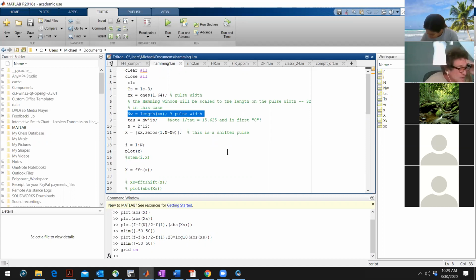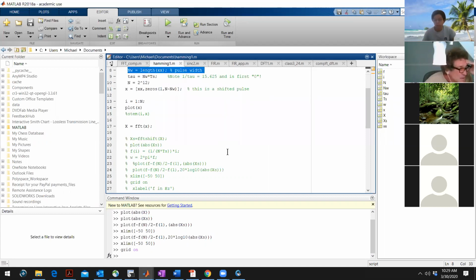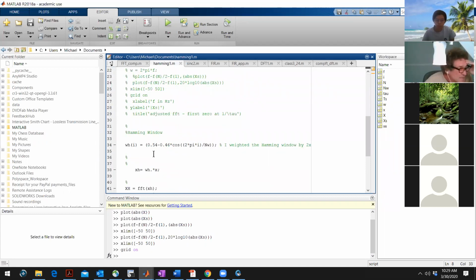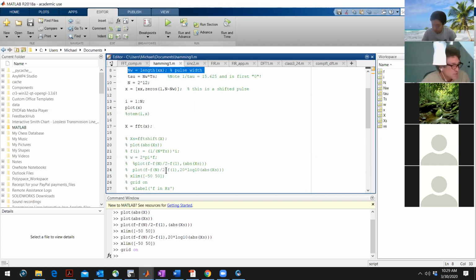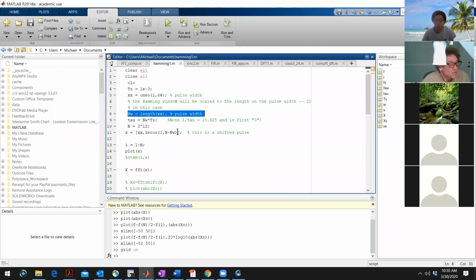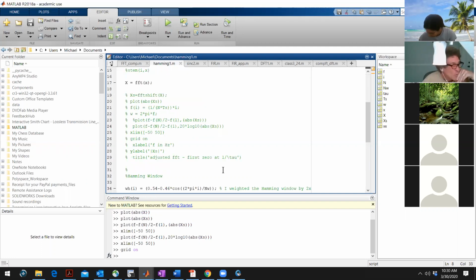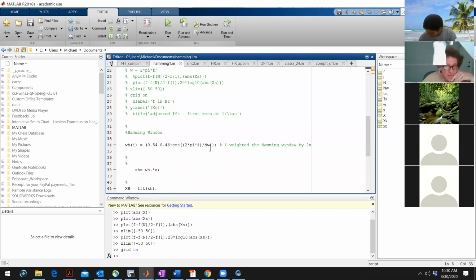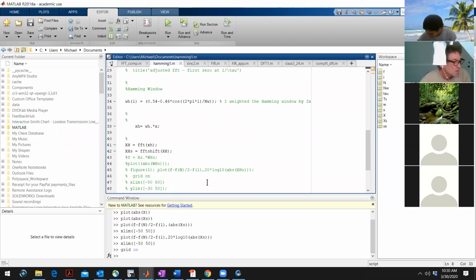And now we go down here and we say, if I take this Hamming window and I multiply it by X, and remember, X up here is simply that pulse that I defined with a bunch of ones, 64 ones, then a bunch of zeros. Do you all remember that? Okay. Now, when I do this with this window, I want you to take a look at what happens. And I'm going to do it right here.